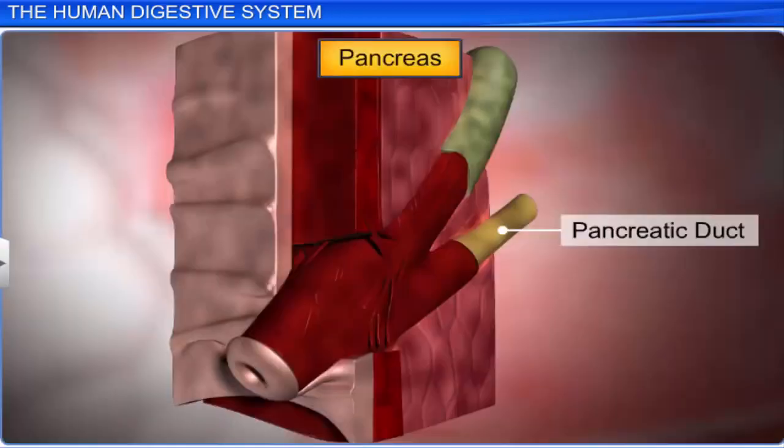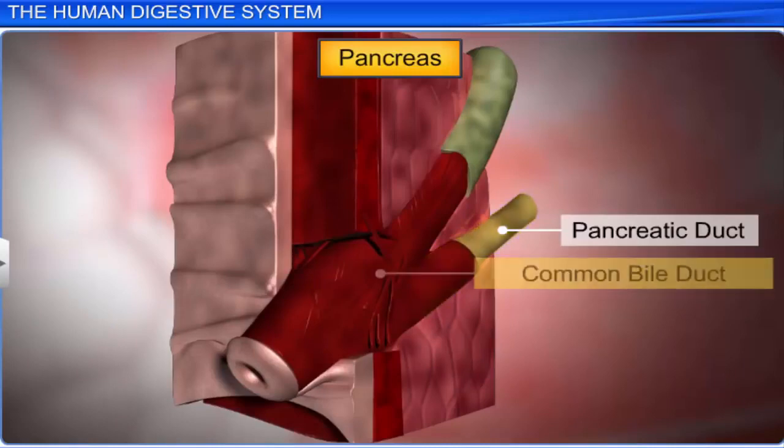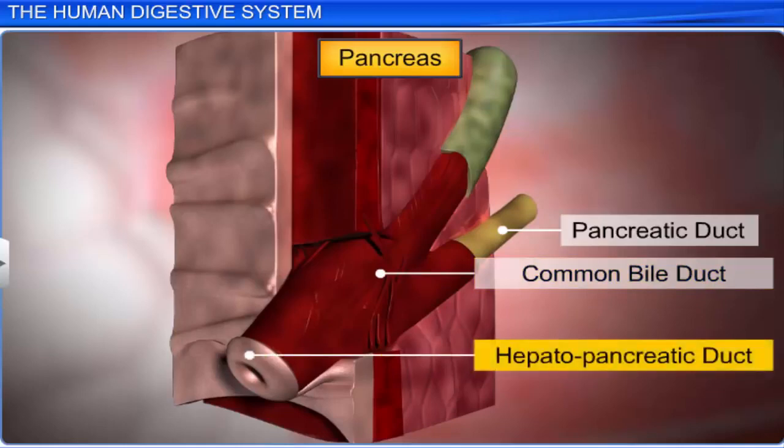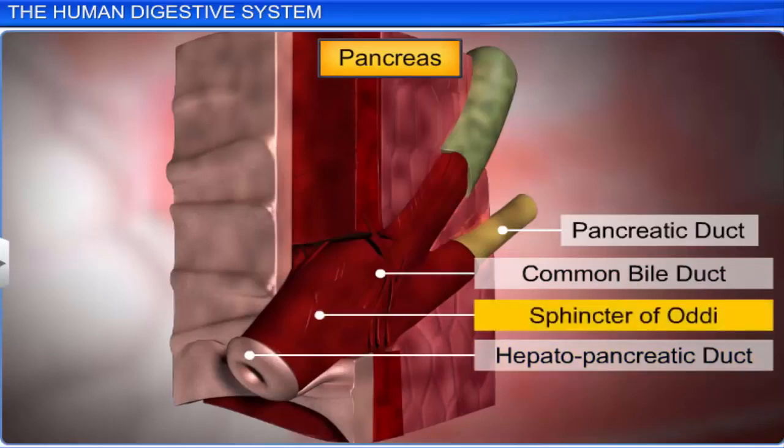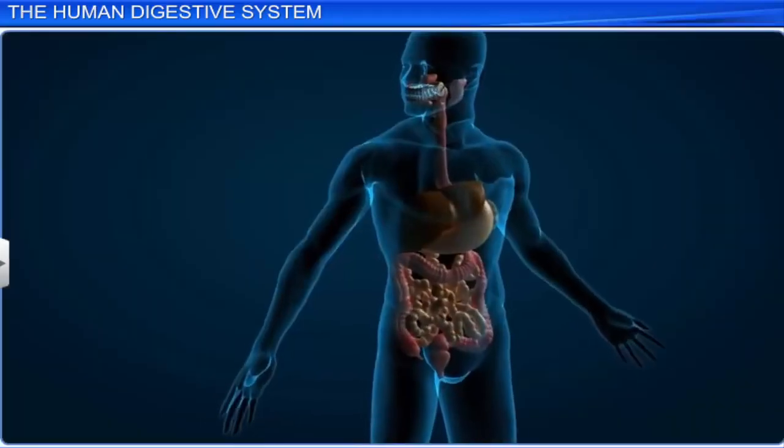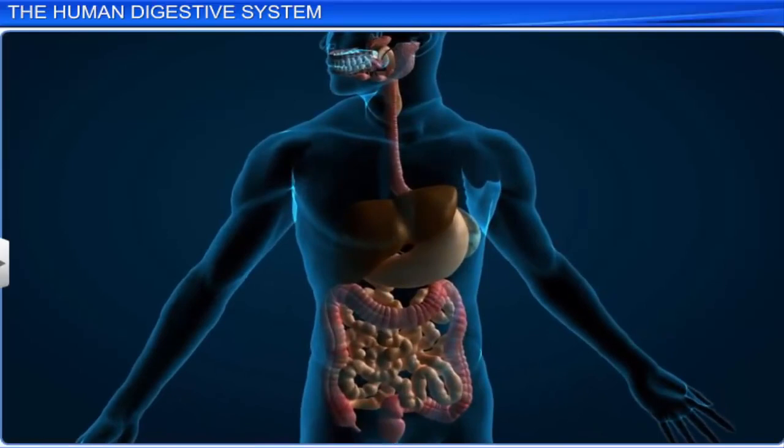The pancreatic duct, which carries the pancreatic juices from the exocrine portion, joins the common bile duct, and both of them open into the duodenum as the hepatopancreatic duct, which is guarded by the sphincter of Oddi. Together, the organs of the alimentary canal and the associated glands digest the food we eat and digest the undigested food.